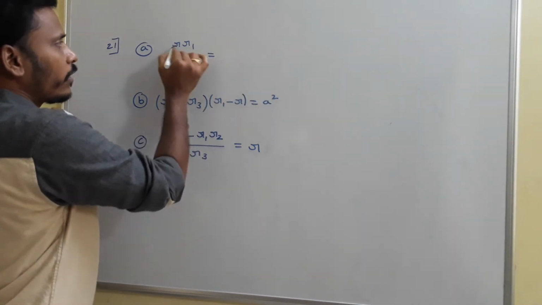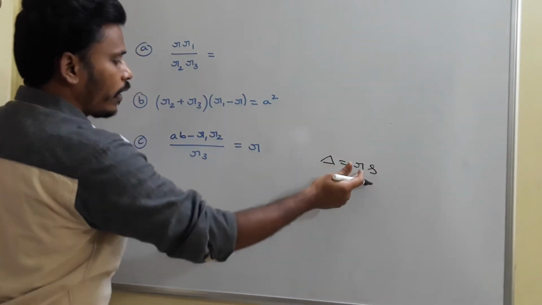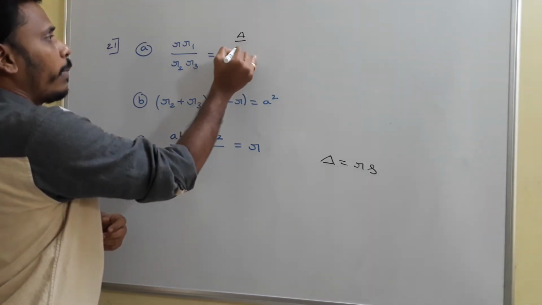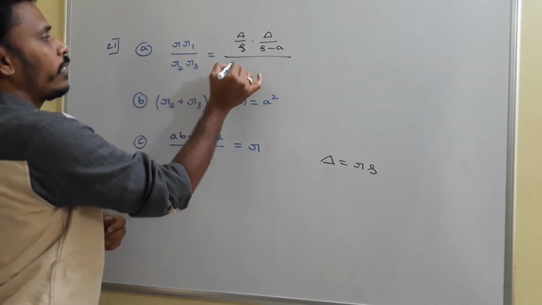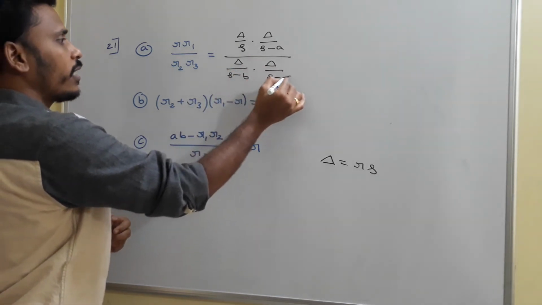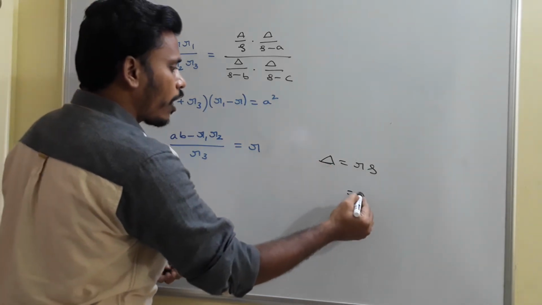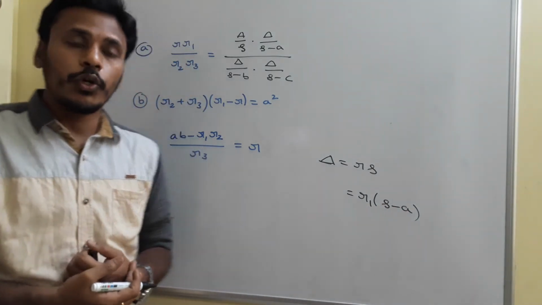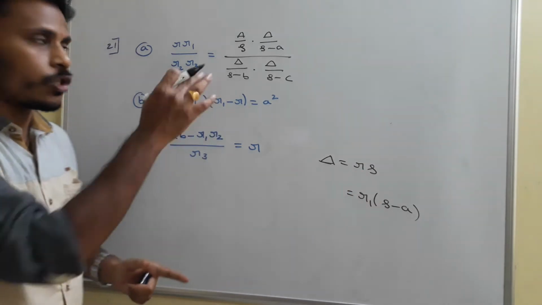R1, just think about it, the numerator is R, so we have a rule that delta is equal to R into S. Then what do you say about that R? That R is simply delta by S. So replace R by delta by S, R1 by delta by S minus A, divided by R2, which is delta by S minus B, R3 is delta by S minus C. Very direct way of replacement, because we know that delta is equal to R into S, delta is equal to R1 into S minus A, delta is equal to R2 into S minus B.